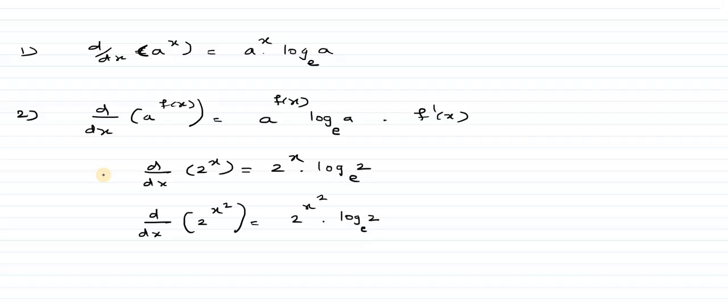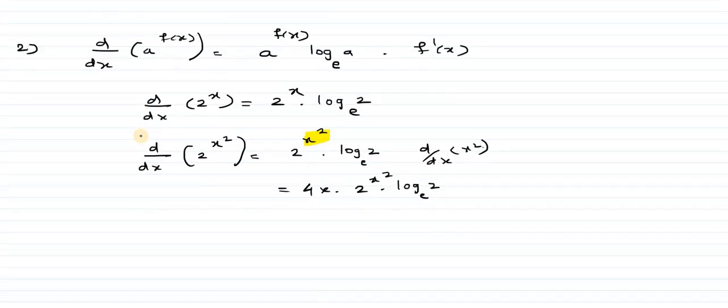But what do I have to do? I have to differentiate this x square. Correct. This function I have to differentiate. So what will happen? Here d by dx of x square, x square differentiation is what? It is 2x into 2 to the power x square log 2 to the base e. Is it clear? So this is a very important formula.